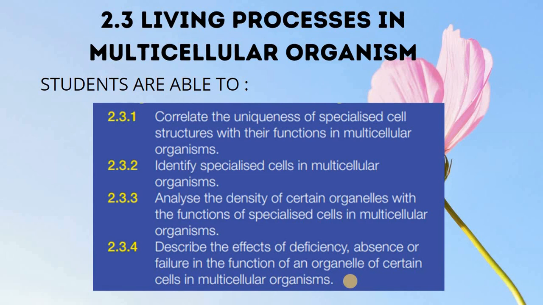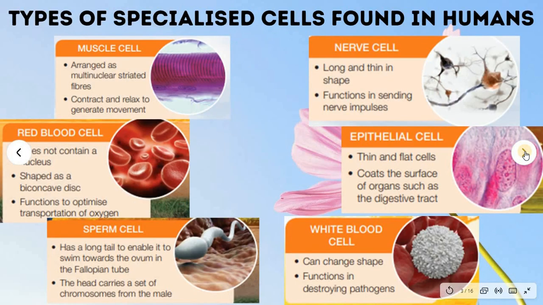in multicellular organism. So basically in this subtopic, you have to identify the specialized cells in humans and plants, and also analyze the density of the certain organelles. Okay. So that refers to the learning standard that we are going to discuss today. Okay. Let's go to the types of specialized cells found in the human.